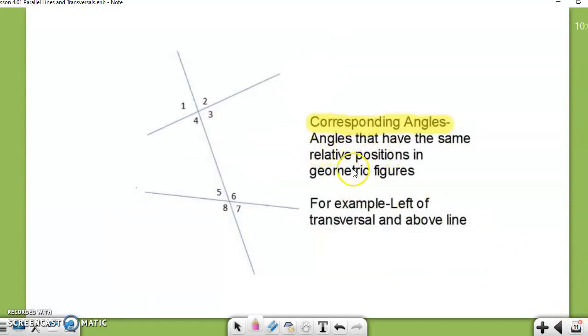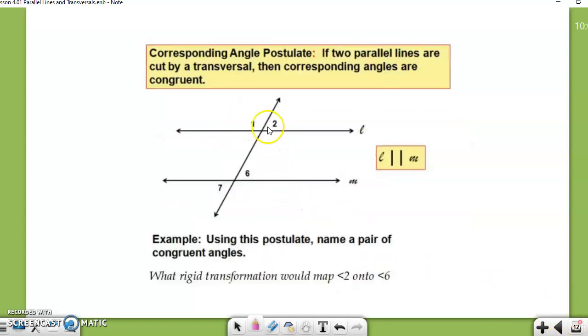So they have the same relative positions in geometric figures. Think about them as intersection points. Like if I cut out that intersection, I cut out that intersection, you know, this one and this one are in the same little quadrant. That makes them corresponding.